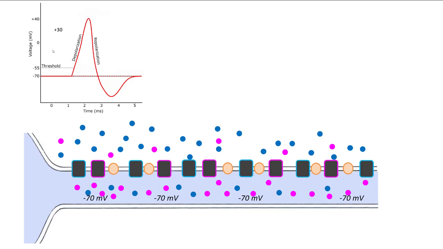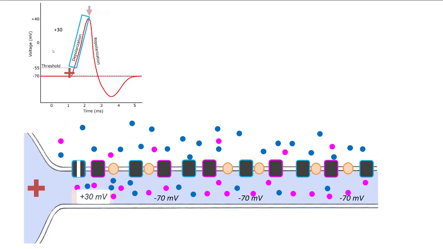To start, recall that the cell body became positive, sufficient for the first part of the axon to reach minus 55. This opens the sodium voltage gated channel, allowing sodium to enter. This makes the area inside even more positive, ultimately reaching plus 30. The process of making the cell more positive is called depolarization.